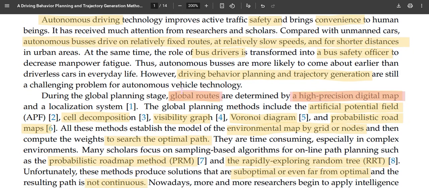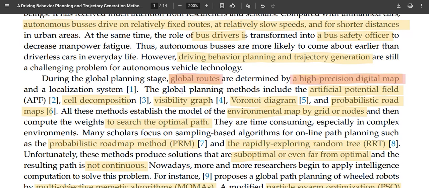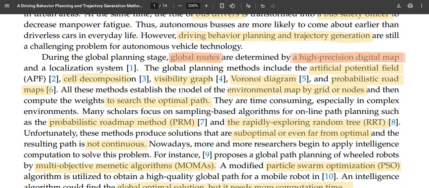Normally, for building an autonomous vehicle, there are two kinds of planning. One is global path planning and the other is local planning. The global path planning builds routes using a high precision digital map. There are many global path planning algorithms out there in the current setup. Among them are artificial potential field, cell decomposition, visibility graph, Voronoi diagram, and probabilistic roadmap.